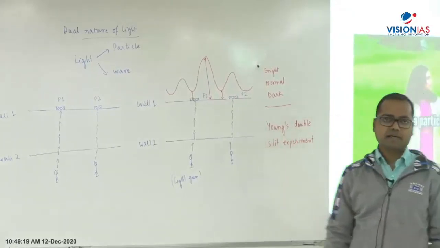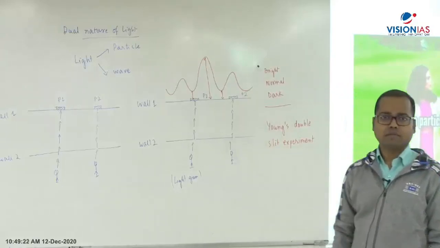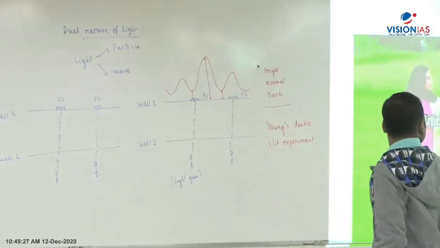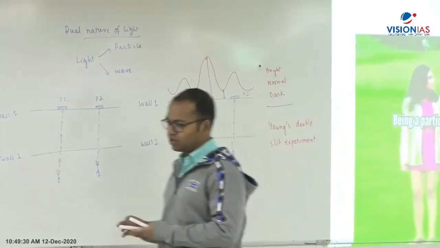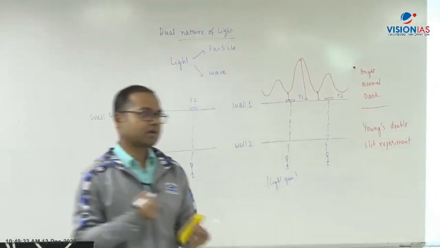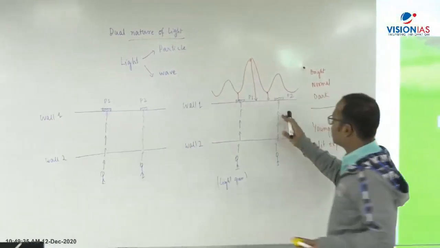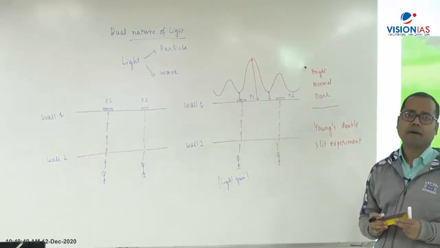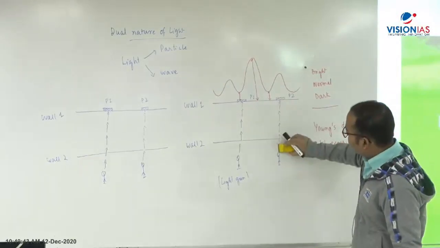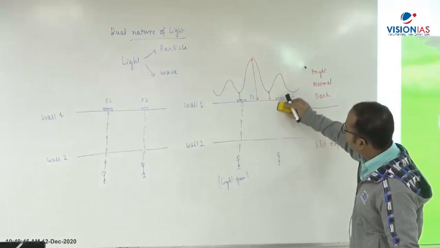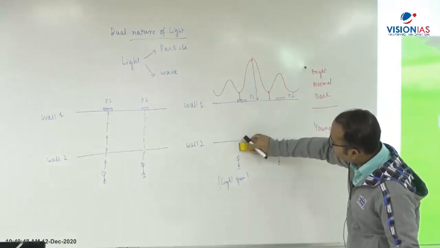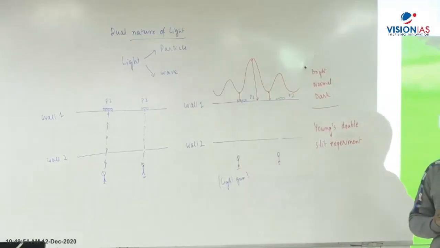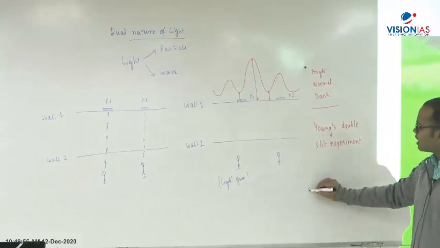So Young said that looking at this picture, or this observation, we can clearly say that light is a wave. Light is not a particle. So what Young said is that light is not coming in a straight line, as you are thinking. He said that light is a wave. How does a wave travel? A wave travels in a circular fashion.